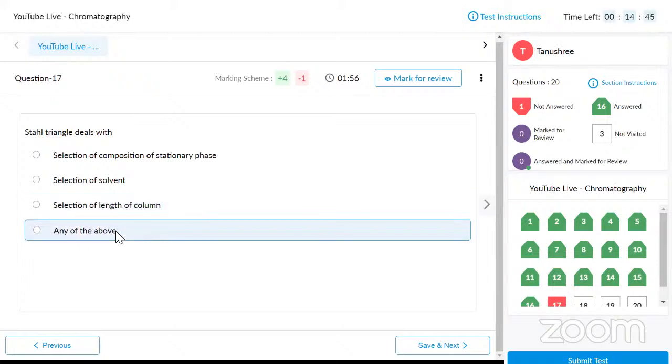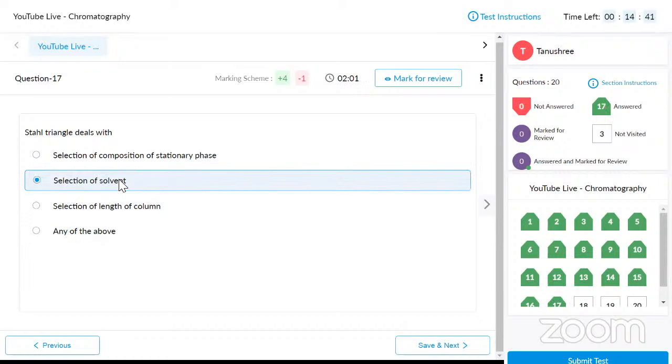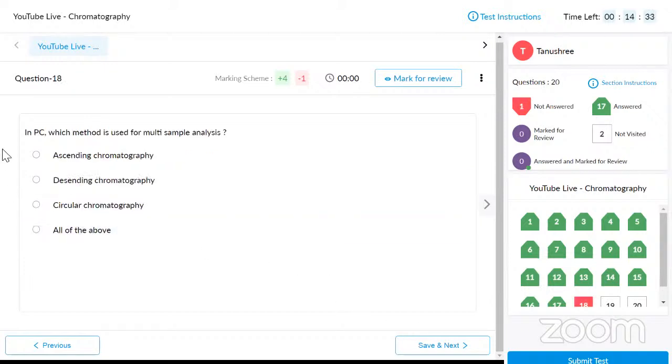And option D is any of the above. It is not any of the above either. So the only possible answer is the selection of solvent, because Stahl's triangle was basically designed to optimize the mobile phase for separation. So moving on to the next. In paper chromatography, that is PC, which method is used for multi-sample analysis?